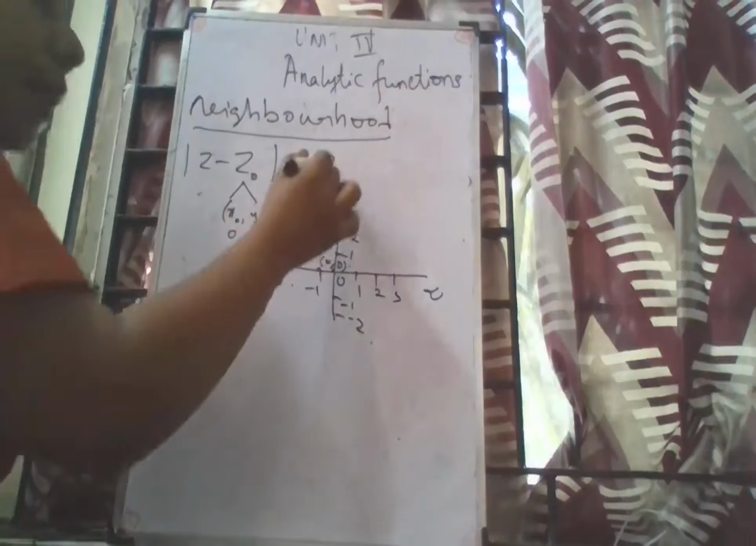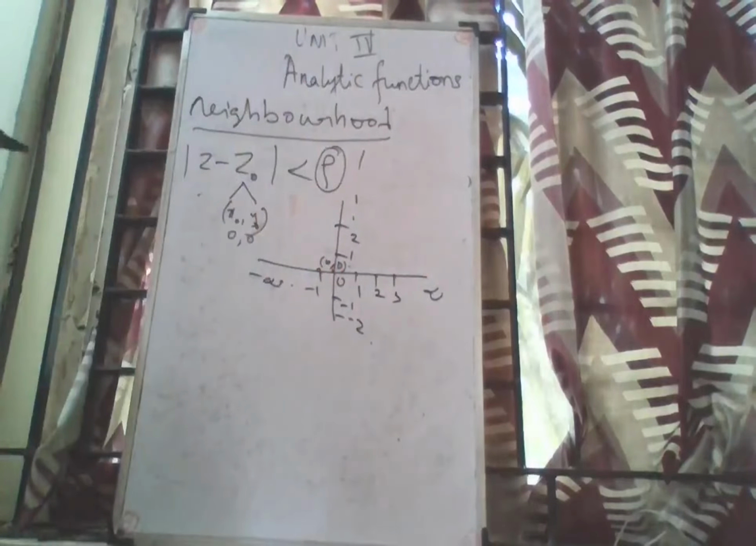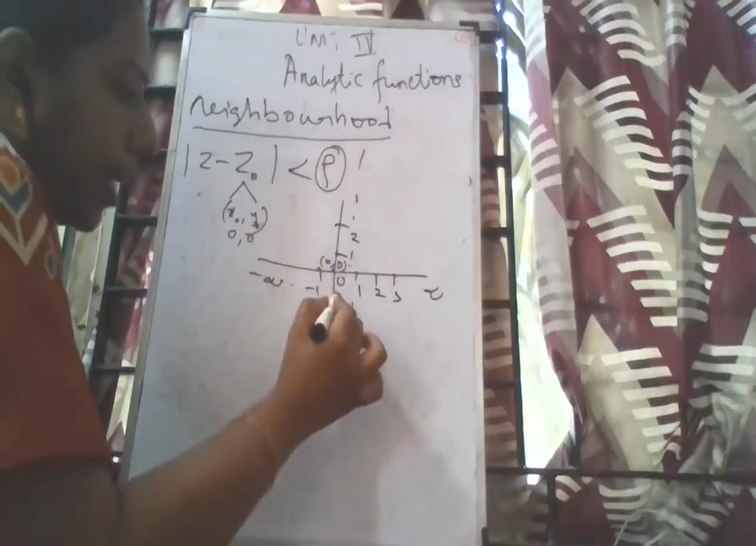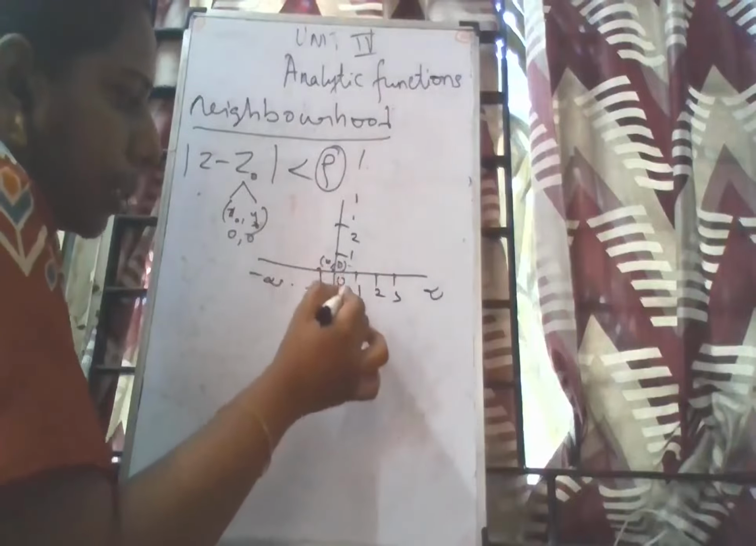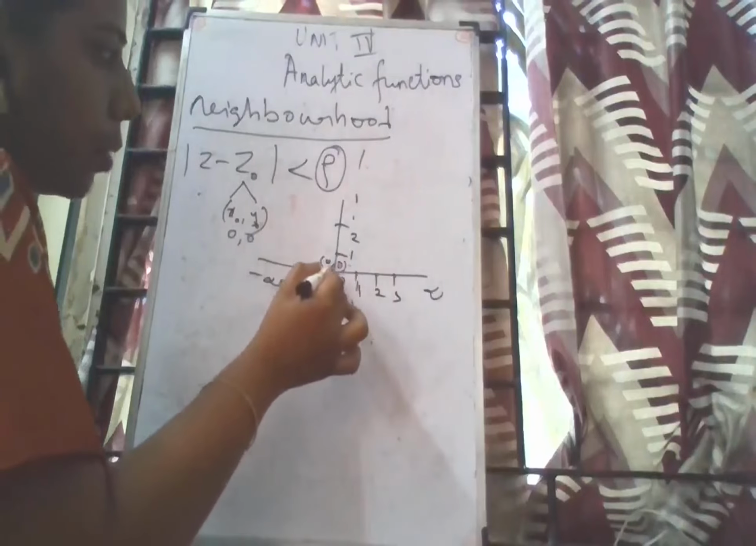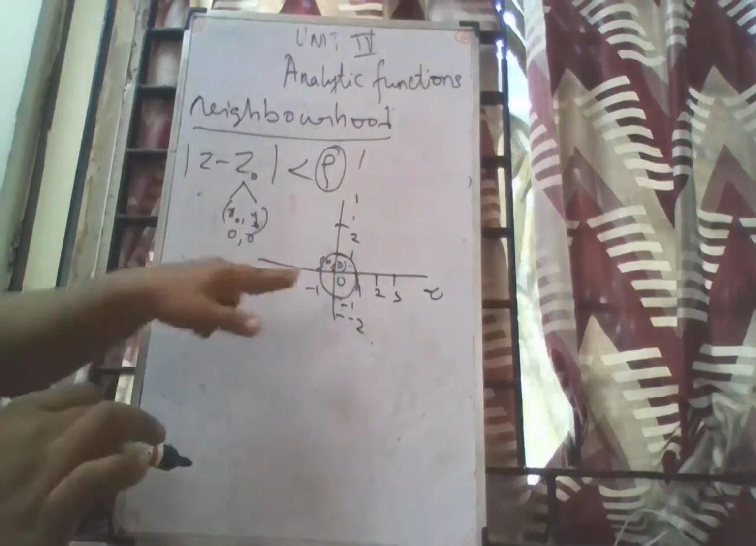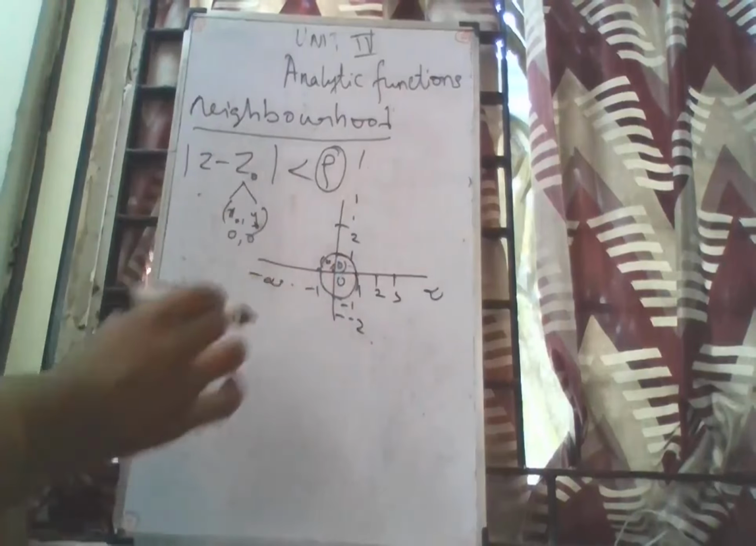Say for example, I'll take this rho as 1. We used to call rho the radius. Radius is 1, so I'll get a graph like this. You can consider this graph of radius 1 around (x0, y0), that is (0, 0), and the graph will be like this. This is the actual definition of the neighborhood of z naught.